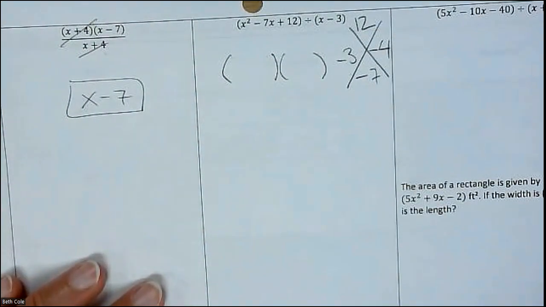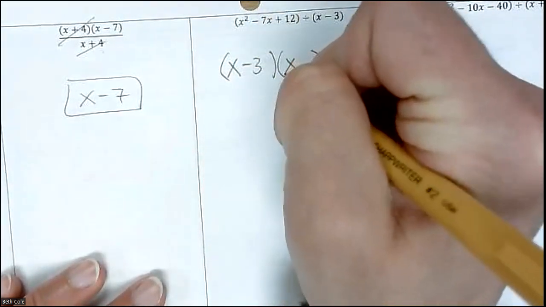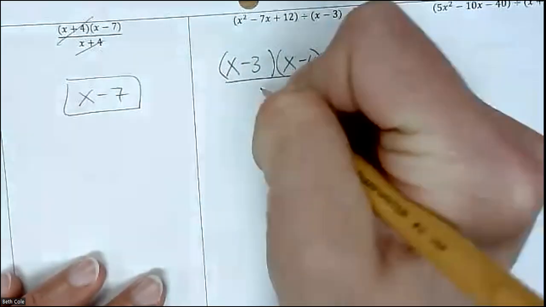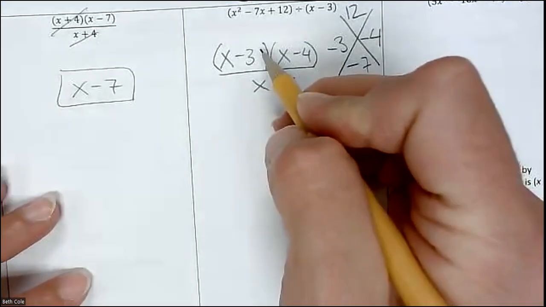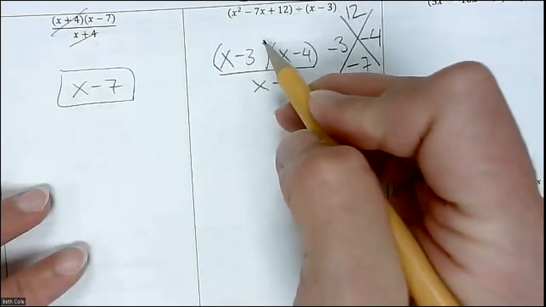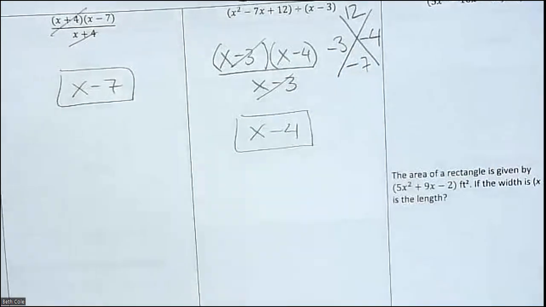Good. Oh my gosh, you guys are going to destroy this test. I'm so proud of you. All right. So this is going to be X minus 3, X minus 4 over X minus 3. Like you kind of have half of the answer there. So these cancel and it's just X minus 4.